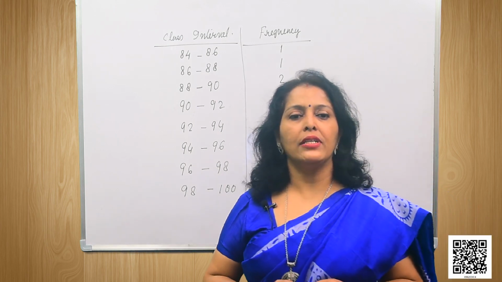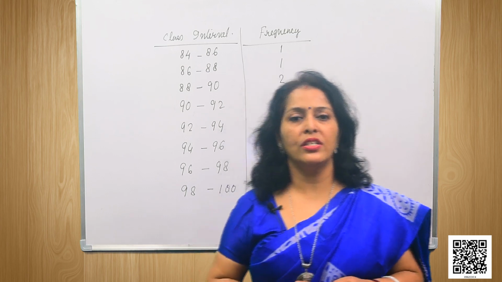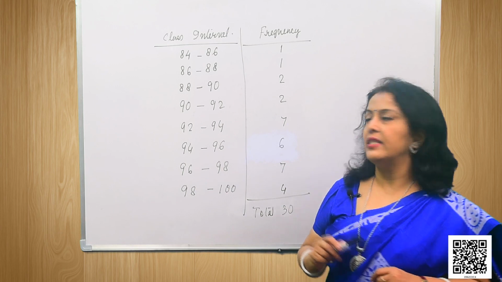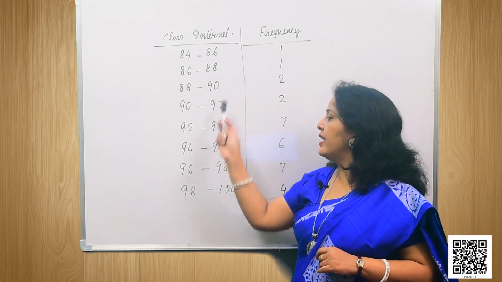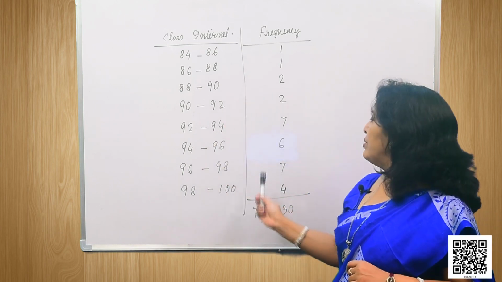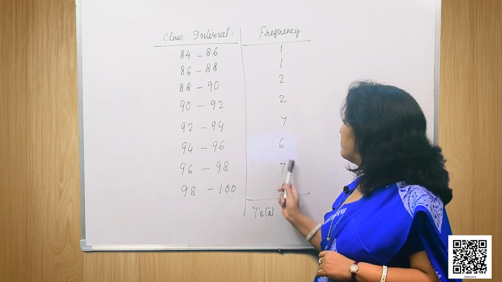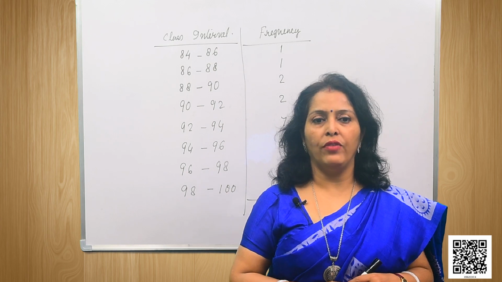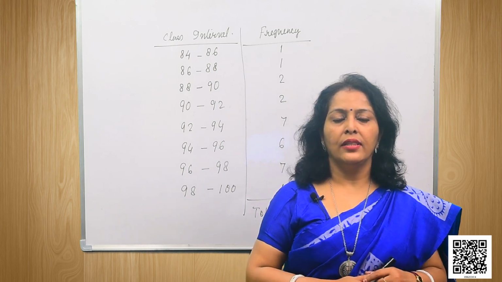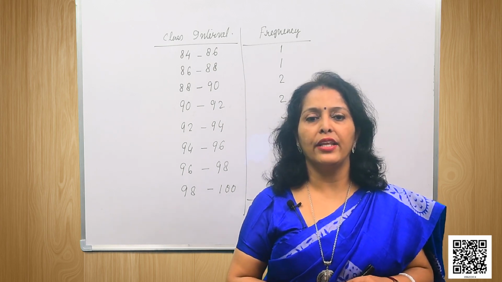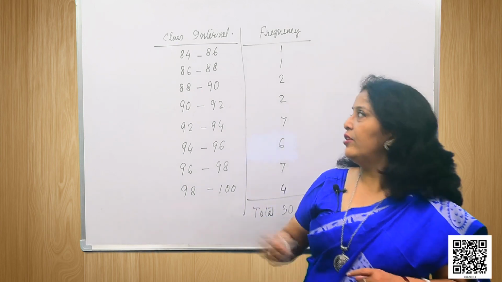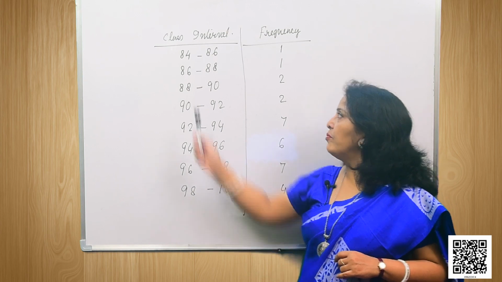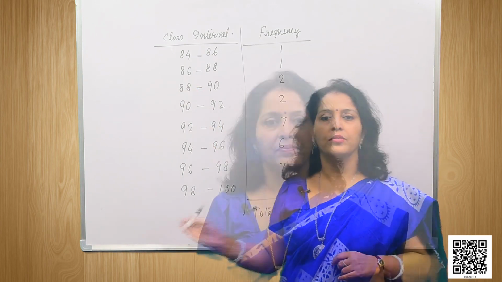Now the second bit is asking which month or season do you think this data is about? Since here the humidity is the highest, we can assume that this is the month of any summer. Third bit is what is the range of this data? Now here we have made the class width of 2 and the range we have gone from 84 to 100.